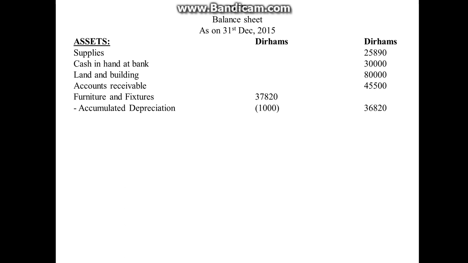Accumulated depreciation is always subtracted from the asset for which it is given. Over here it is given for furniture and fixture, so you have to subtract from furniture and fixture. If it is given for building, you have to subtract from building.